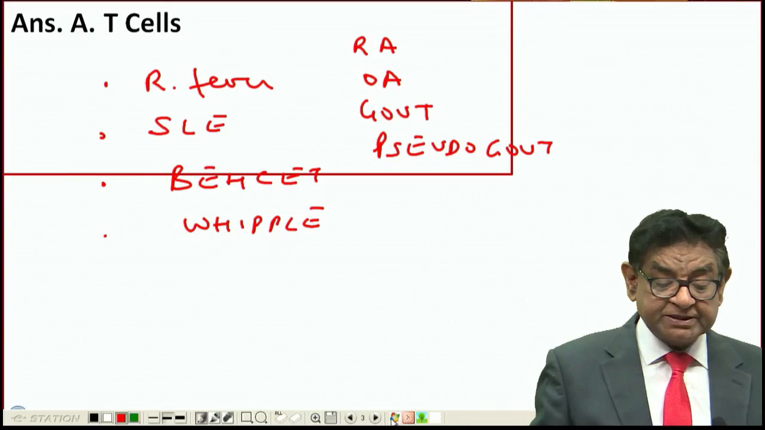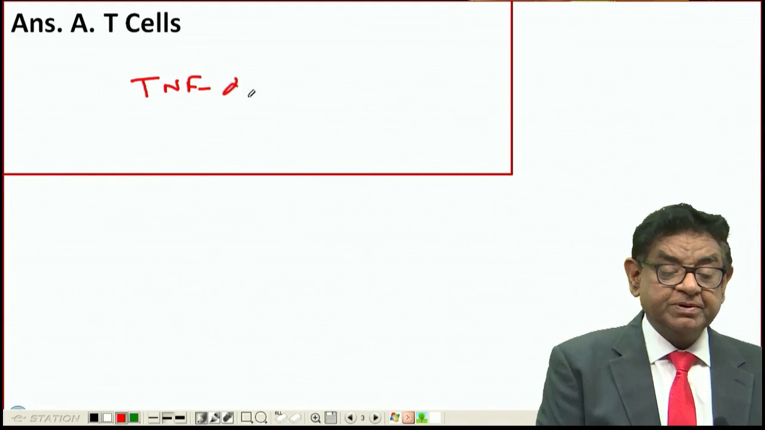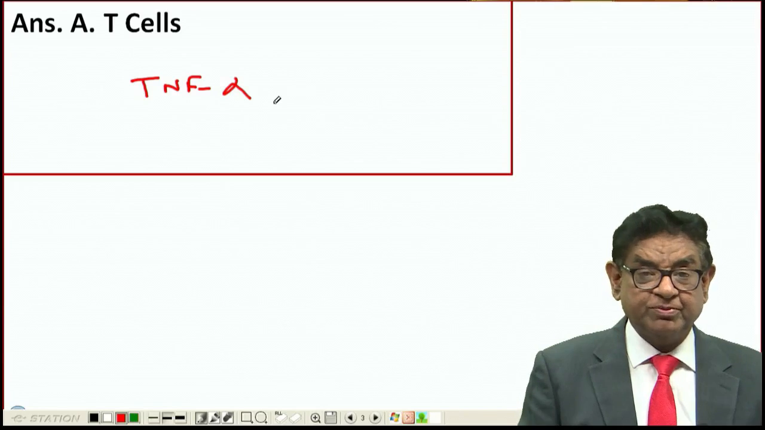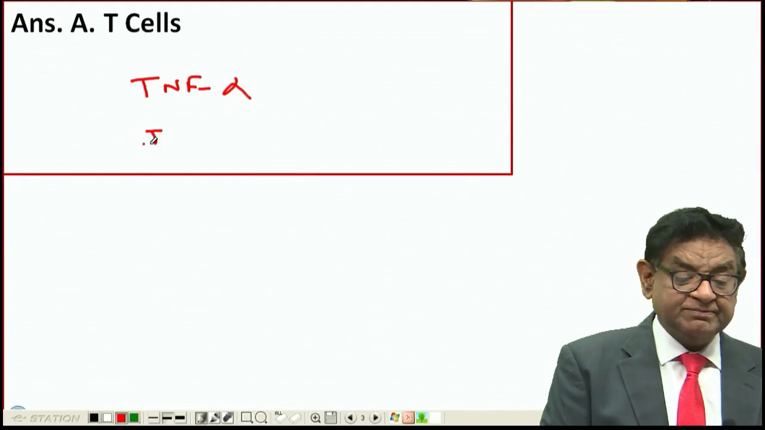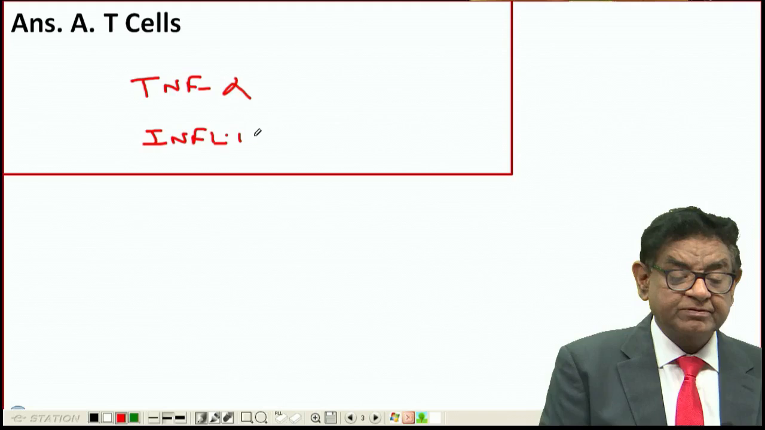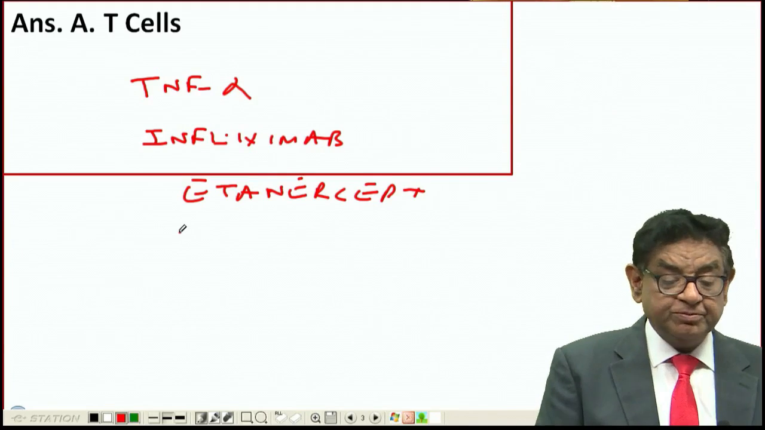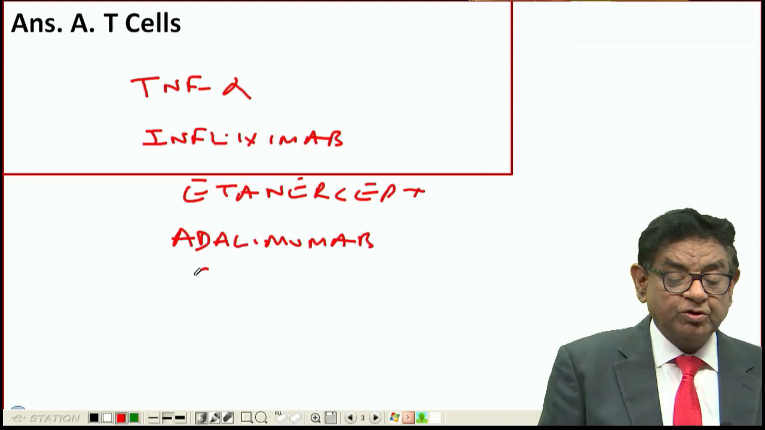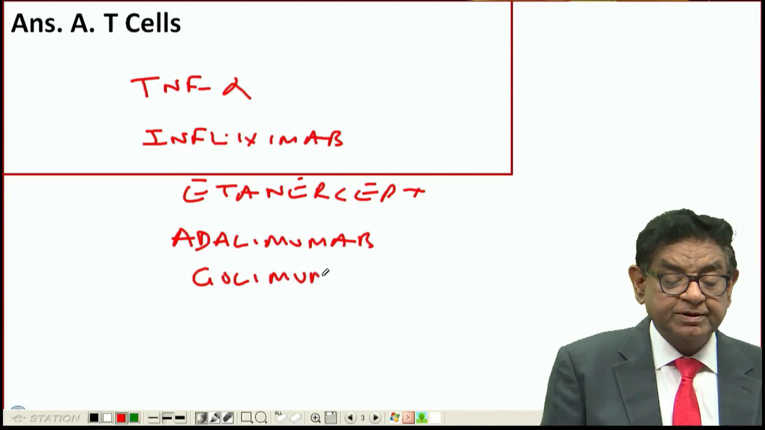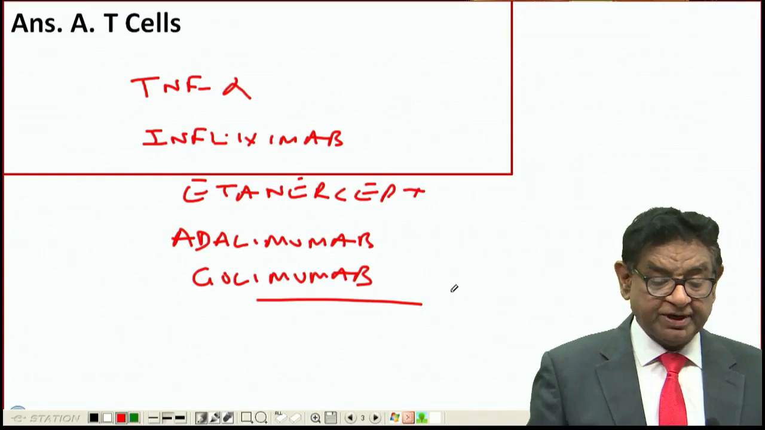Now, one more extra point about RA. In RA, TNF-alpha plays a very important role in the pathogenesis of rheumatoid arthritis. That's why TNF-alpha neutralizing drugs like infliximab, etanercept, adalimumab, golimumab are very effective in the treatment of rheumatoid arthritis.